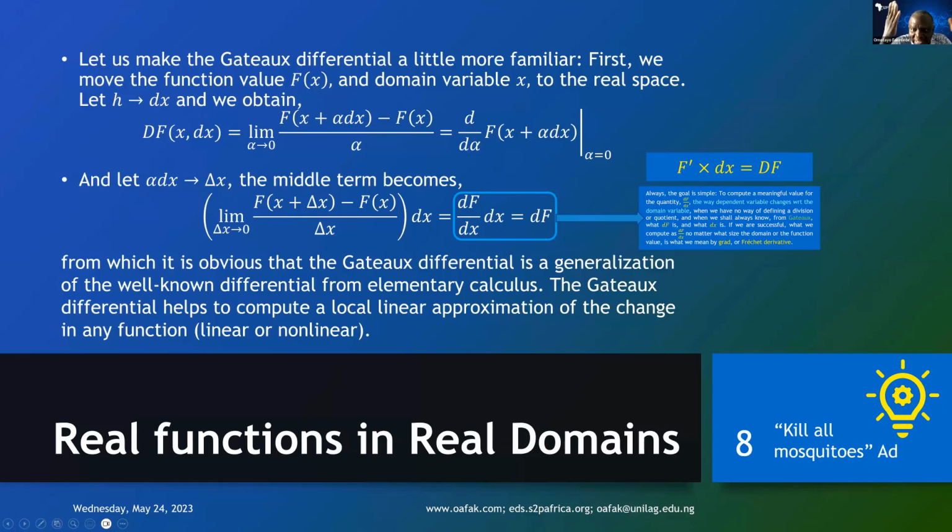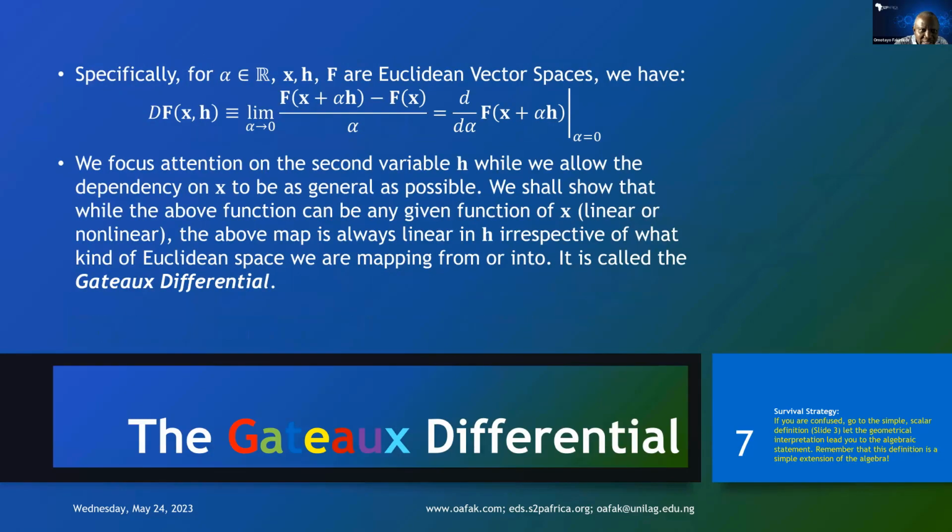So this is the ordinary differential if the dx is a scalar and f prime is a scalar and f is a scalar. But when it is not, it is the Gateau differential. And the Gateau differential is defined. You can always compute it with either this one or this one.